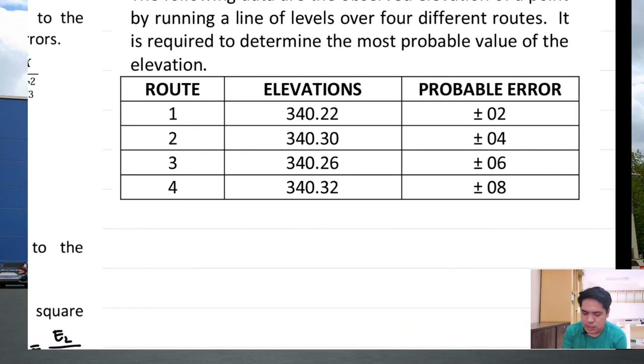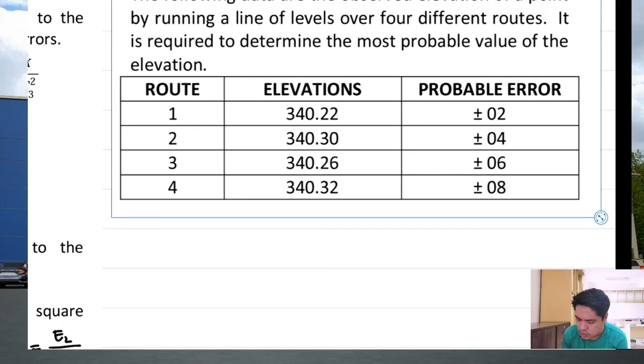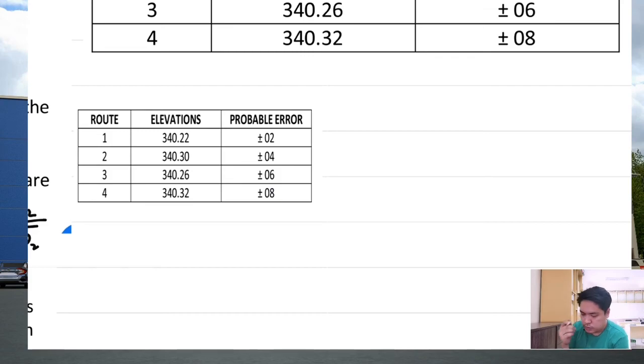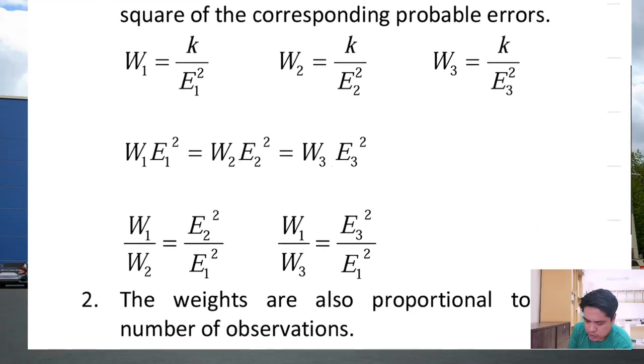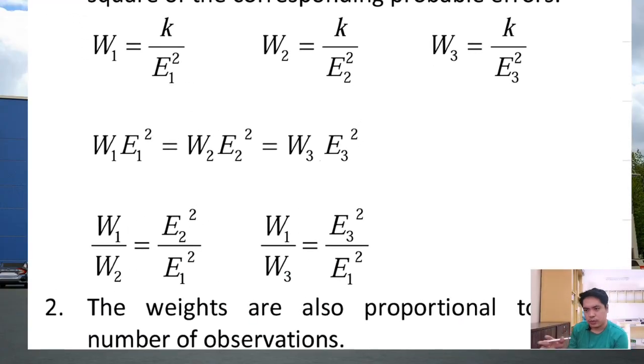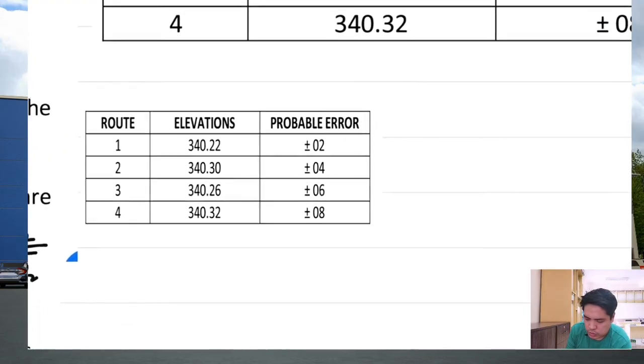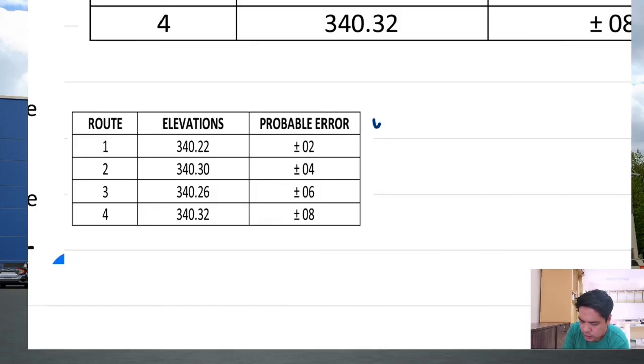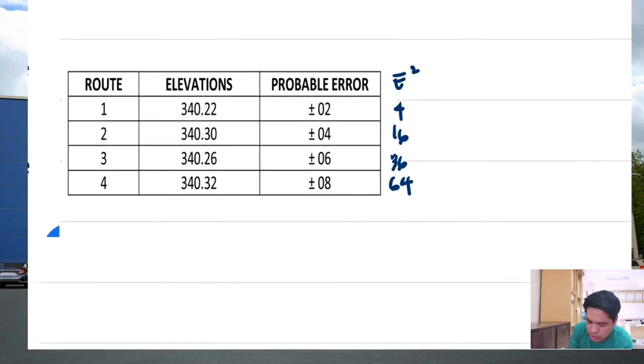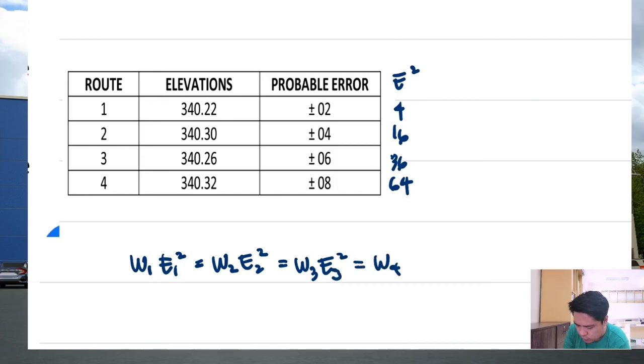So what we'll do with this is, wait, how about if I resize this? I'll just copy this. So first we need these relations. Weight 1 times the square of the probable error 1 is equal to weight 2 times the square of the probable error 2. So let's square these first. Let's call this next column e squared. I'll just consider these as integers. So that would be 4, 16, 36 and 64. Okay, that would be the square of the errors. So meaning weight 1 e1 squared is equal to weight 2 e2 squared is equal to weight 3 e3 squared is equal to weight 4 e4 squared.